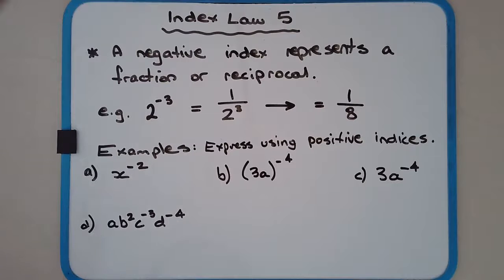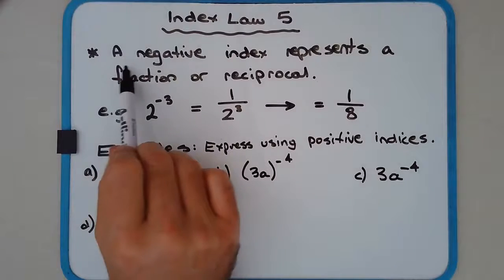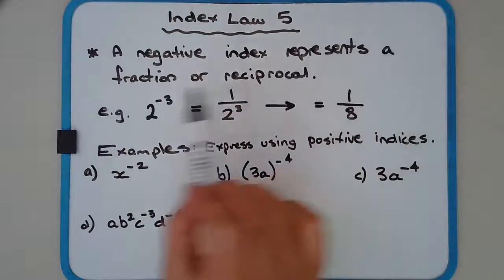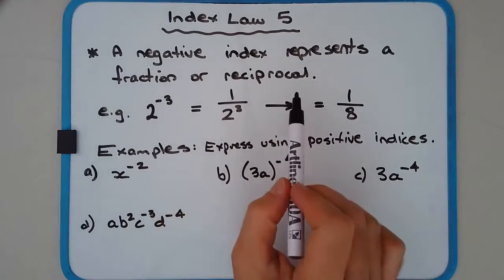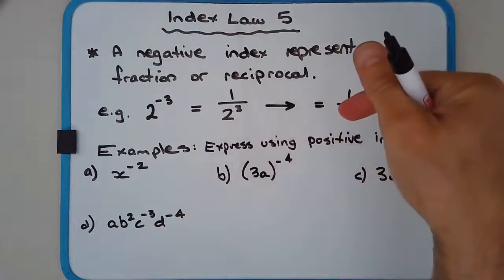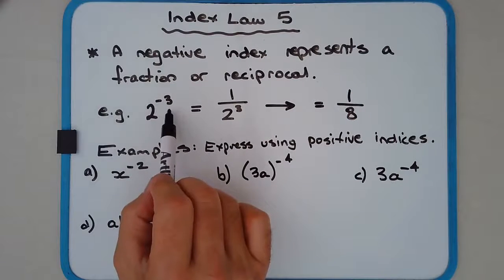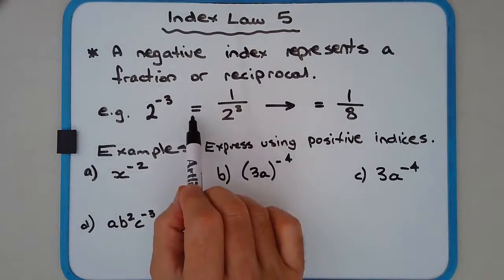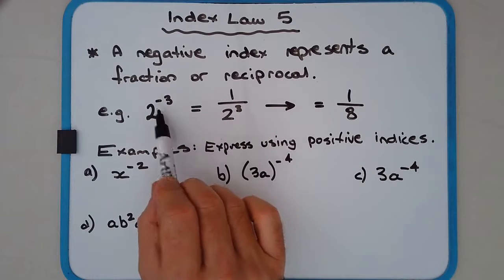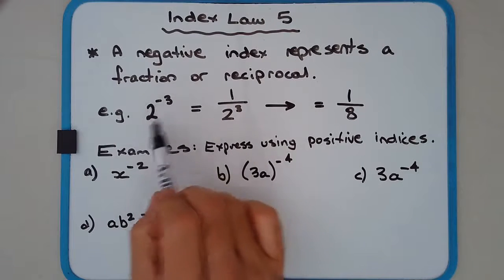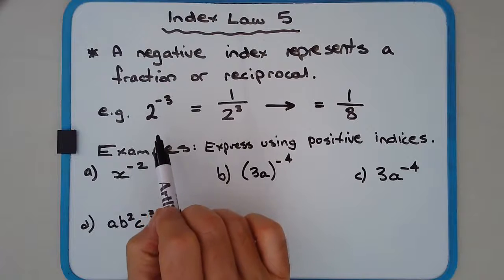Let's have a look at the fifth index law, also called the negative index law. The rule states that a negative index represents a fraction or a reciprocal. Reciprocal means that you're turning something upside down. So take, for example, 2 to the power of negative 3. The negative here just means to express this as a fraction with a positive index.